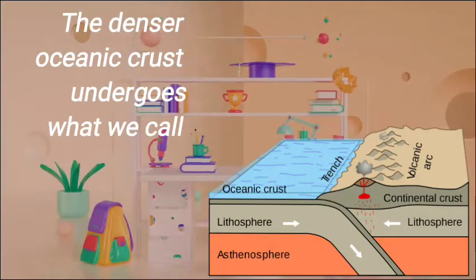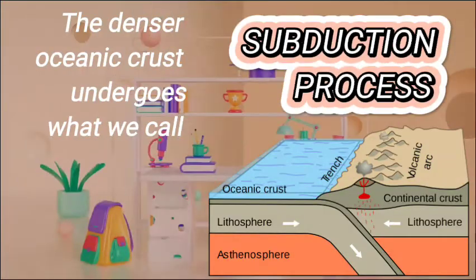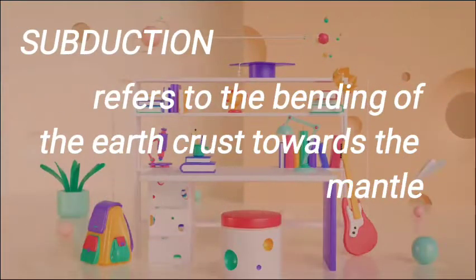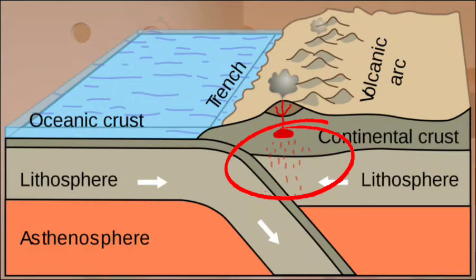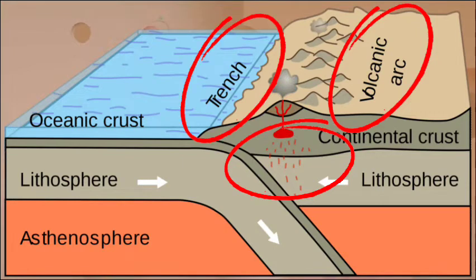When the collision happens, the denser oceanic crust undergoes what we call the subduction process. Subduction refers to the bending of Earth's crust towards the mantle. As you can see in the picture, the oceanic crust subducts under the continental crust. As the oceanic plate melts at the upper layer of the mantle, it becomes magma, rises and reaches the crust, causing volcanic activities on the continental leading plates. Also, you can see in the picture what will form if this event occurs.